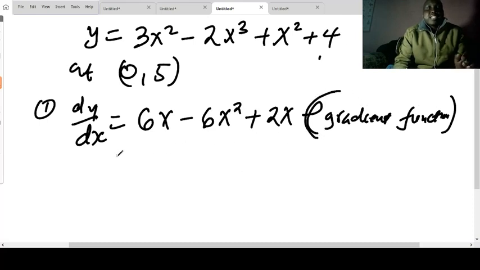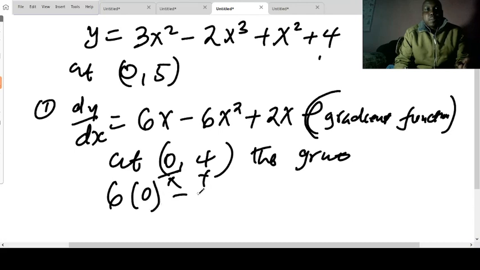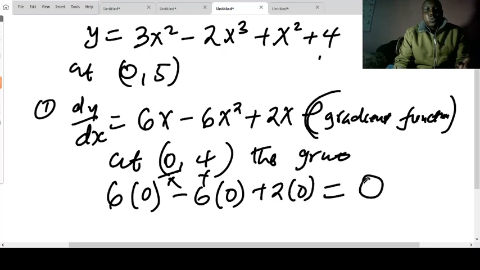Then you say at 0, 4, the gradient itakuwa nini? So you take 6, you substitute with the value of x here. So 0 minus 6 into 0 plus 2 into 0. So the gradient is equal to 0. At that point, the gradient is 0. Allow me to move forward and do a different question now.